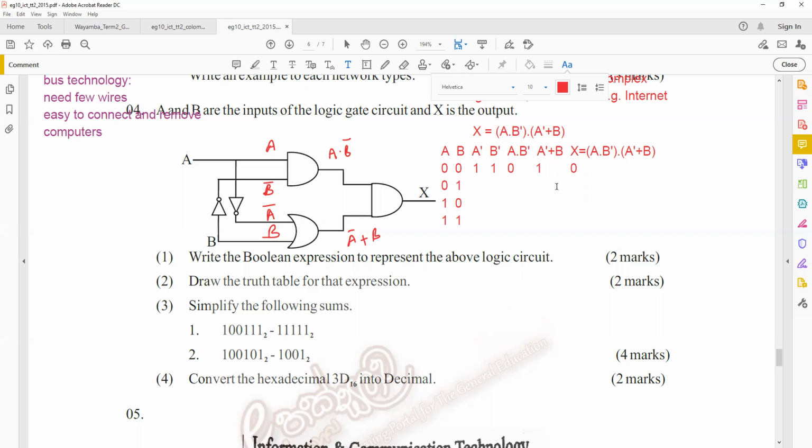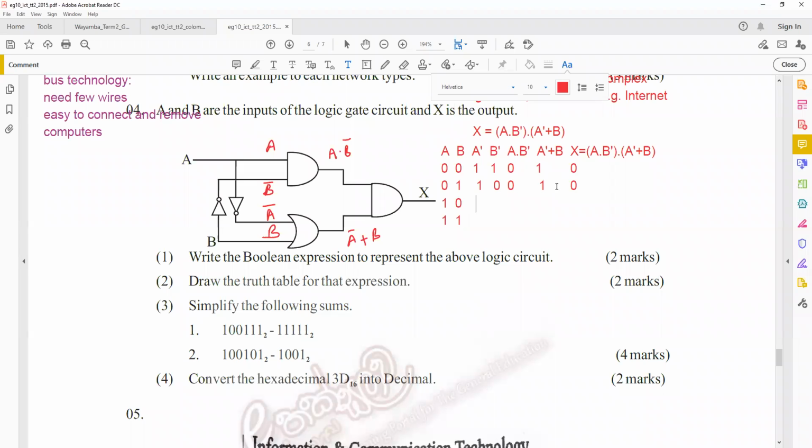So likewise, again, A bar will be 1. B bar is 0 this time. So A B bar, that is 0. So this will get 0. Then we have A bar B, A bar plus B, 1 plus 1, that is 1. Again, this will be 0.